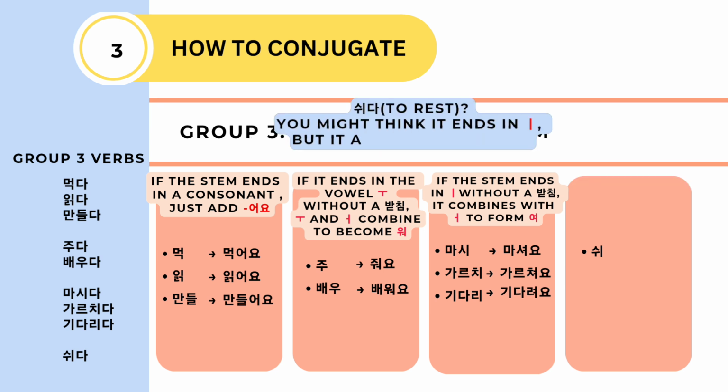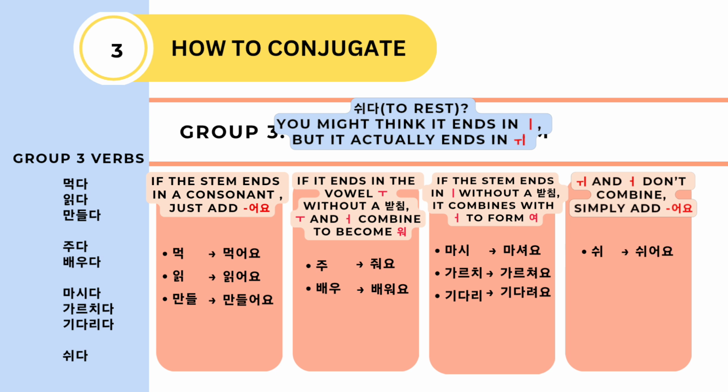What about 쉬다? You might think it ends in 이, but it actually ends in 위, since 위 and 어 don't combine. You simply add 어요. 쉬다 쉬어요.